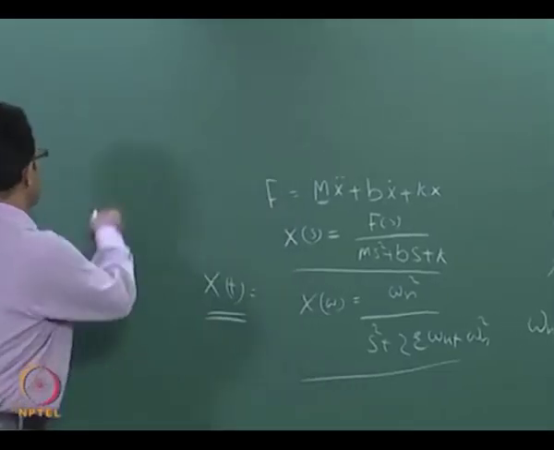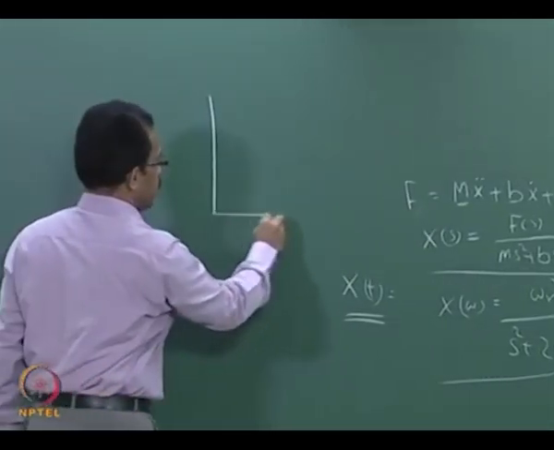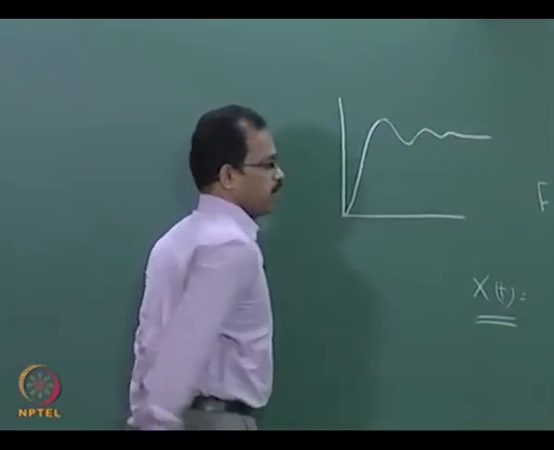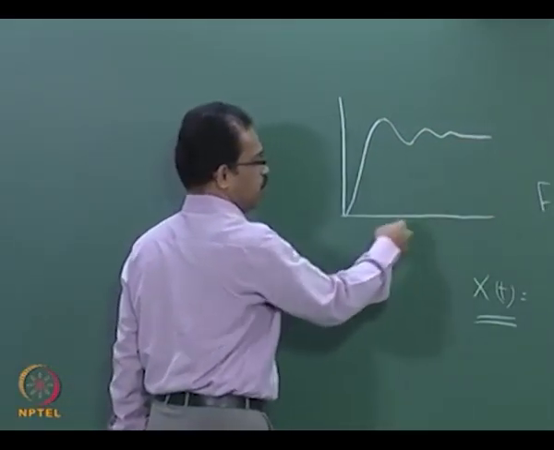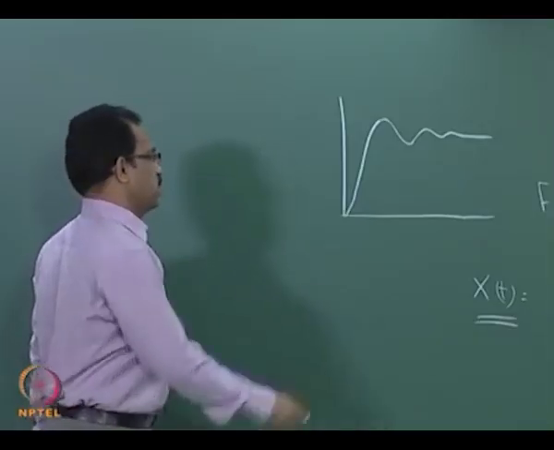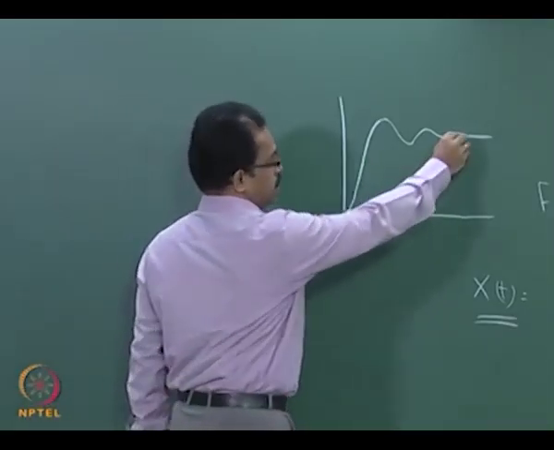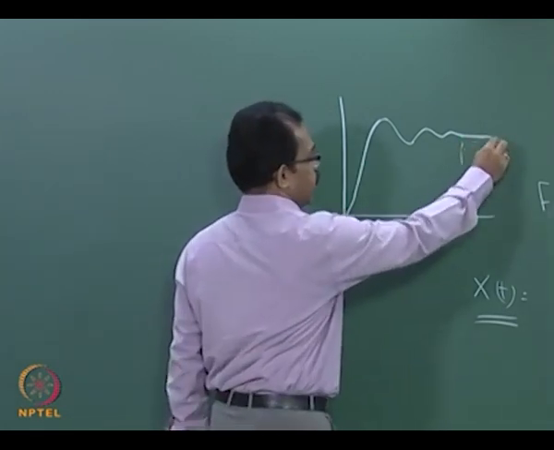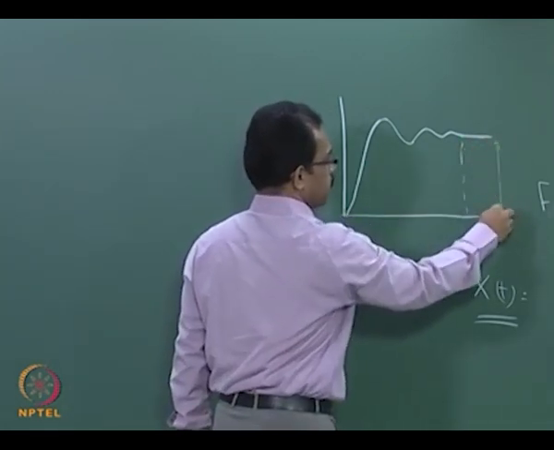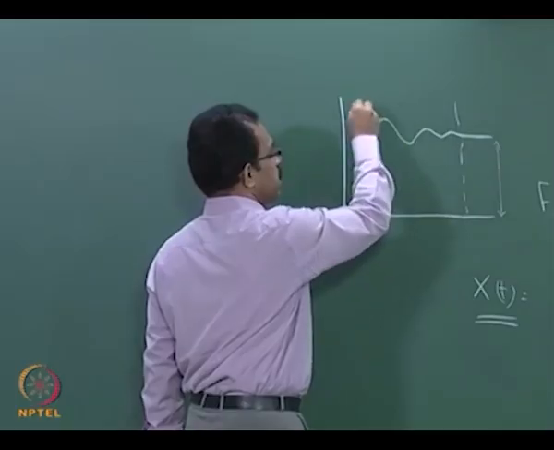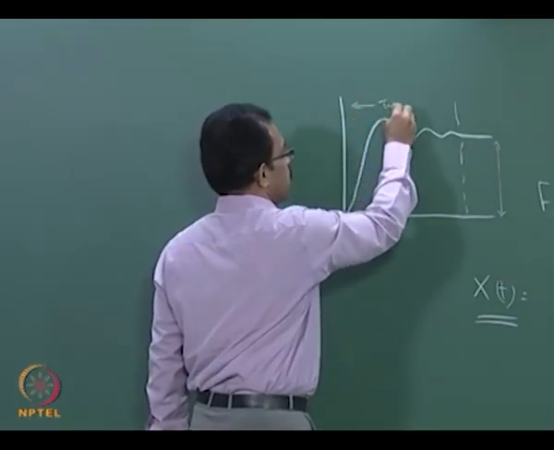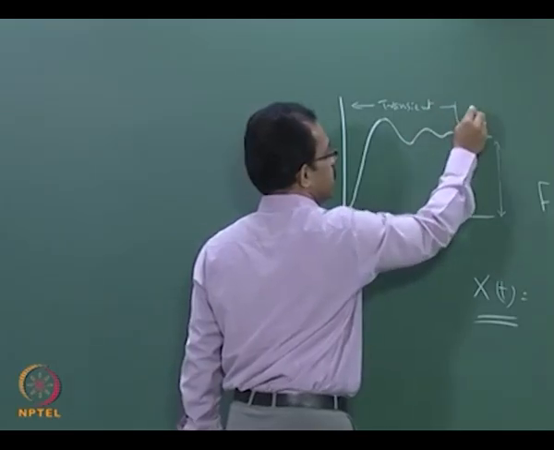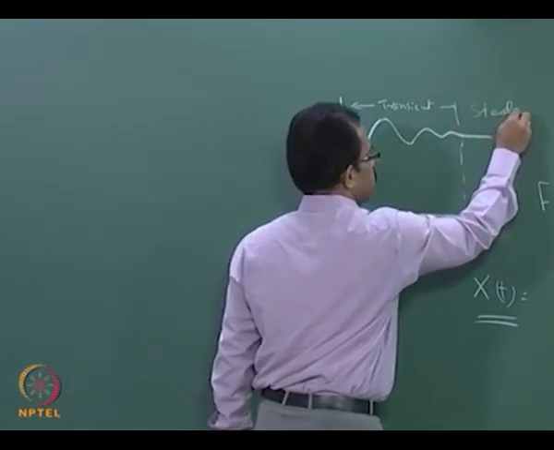If you simulate this, the time response can be obtained like this. Depending on the parameter values, you will get various performance parameters like rise time and settling time. All those can be plotted. For a given force, you will get a constant displacement here. This is the transient period, and you can find out the time taken for the transient to die down, and then you have a steady state period.